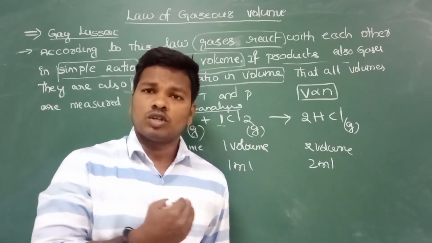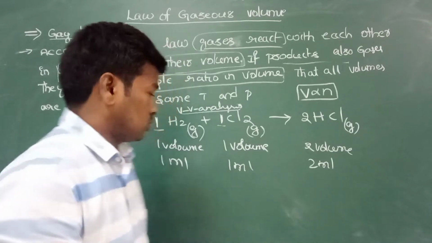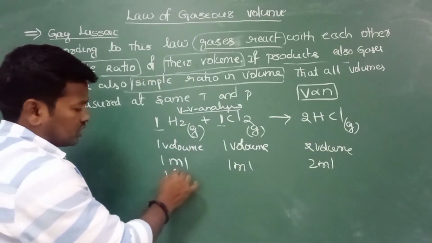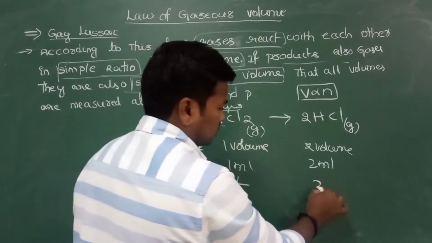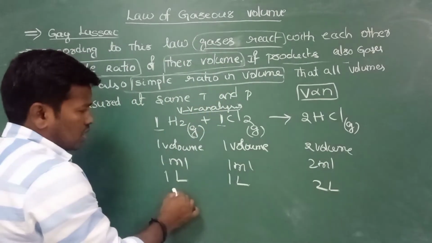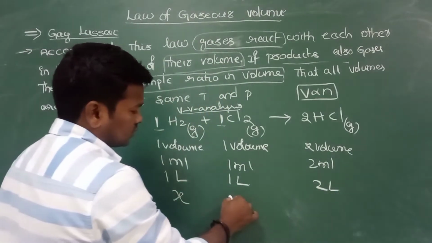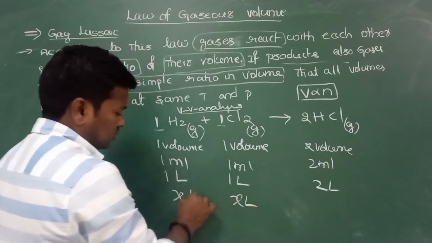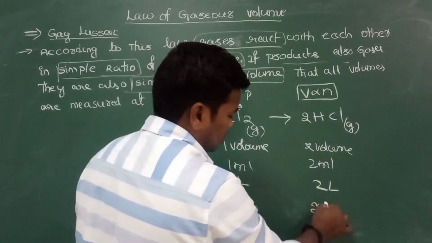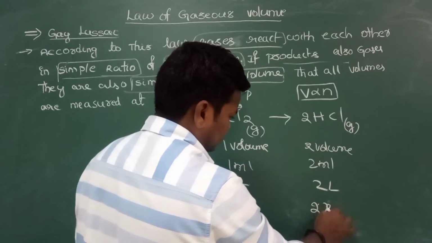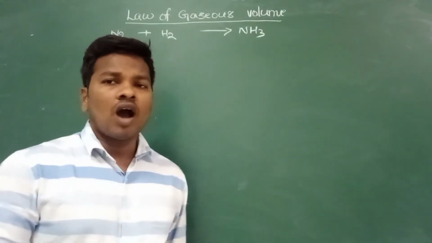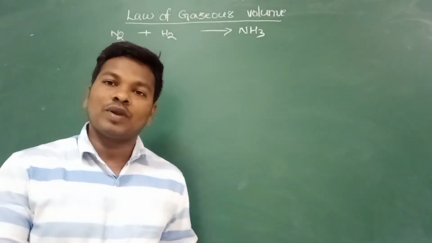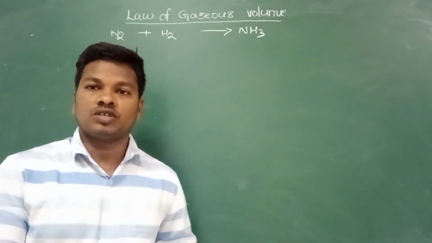We will discuss two or more numericals based on that also. For example, if you take 1 liter, it reacts with 1 liter, producing 2 liters. If H2 is x liters, Cl2 is also x liters, it produces 2x liters. Now you can see one numerical, showing how we can apply the law of gaseous volume in this equation.